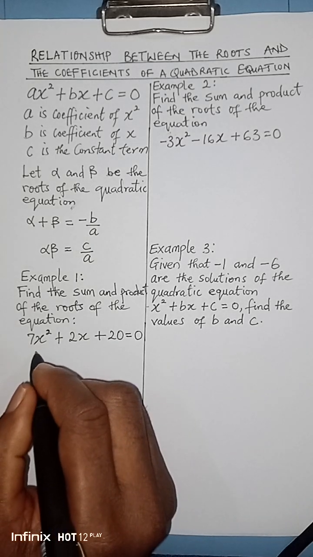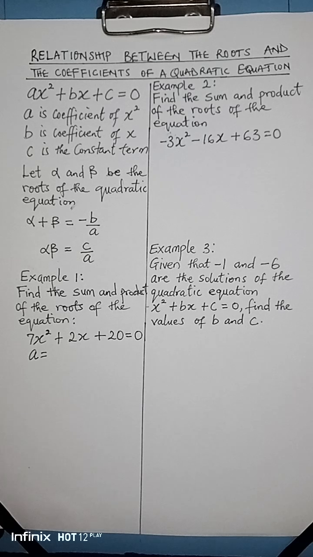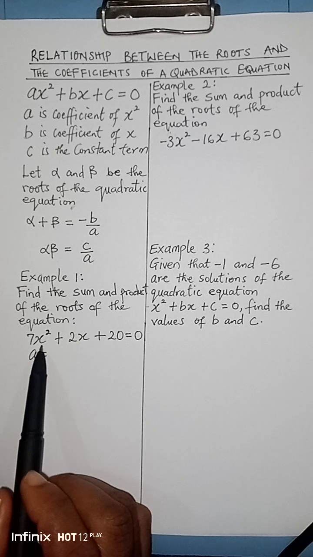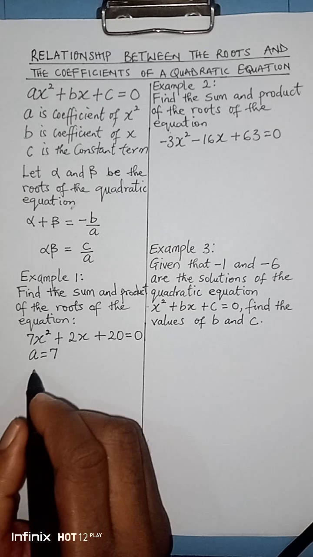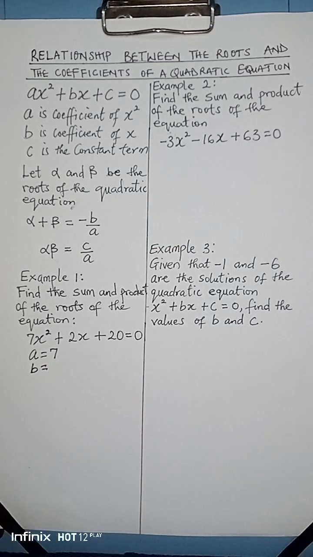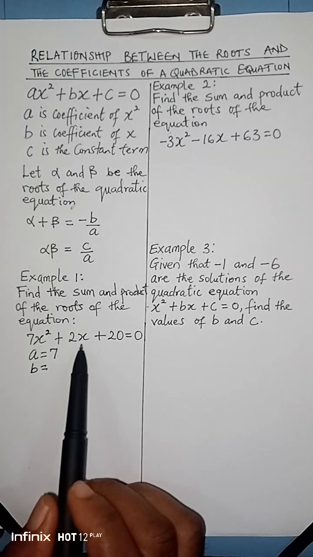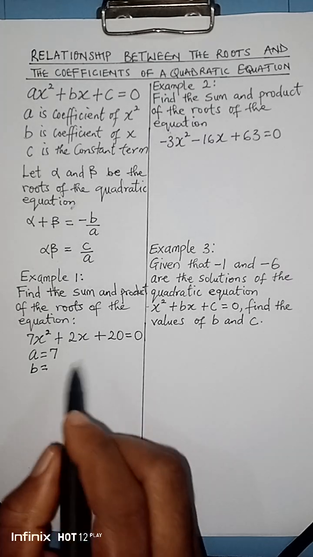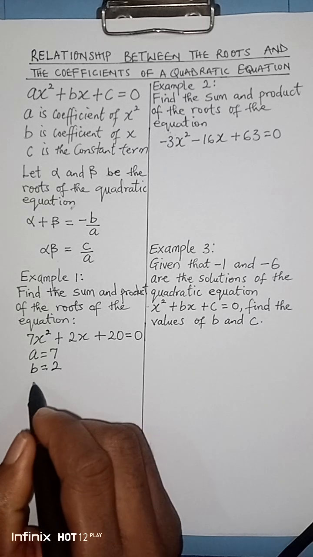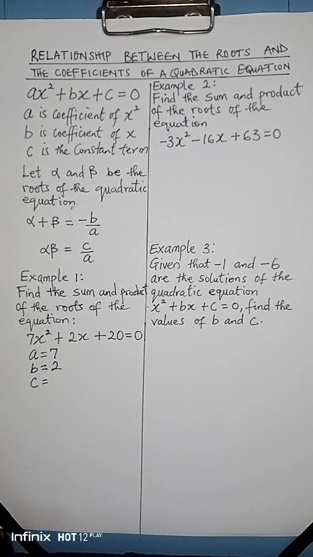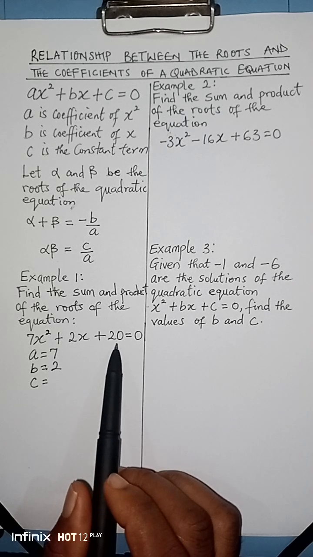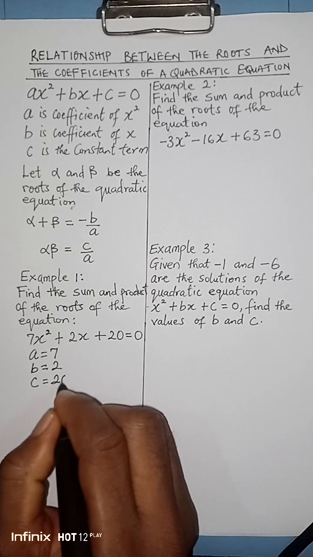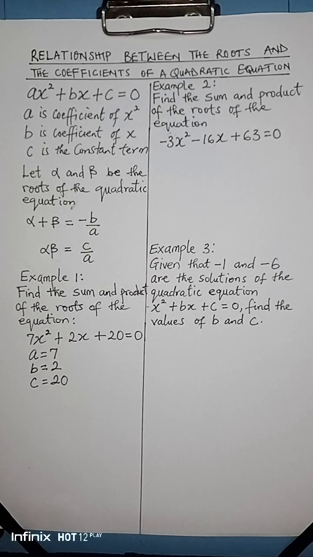So which means our a will be what? Remember, a is the coefficient of x squared. So what is the coefficient of x squared here? It is 7. So a is 7. Then what is going to be our b? The b is the coefficient of x. So what is the coefficient of x here? It's 2. So b is equal to 2. What will be our c? Our c is the constant term in the equation, and that is 20. So we've gotten the values for a, b, and c.